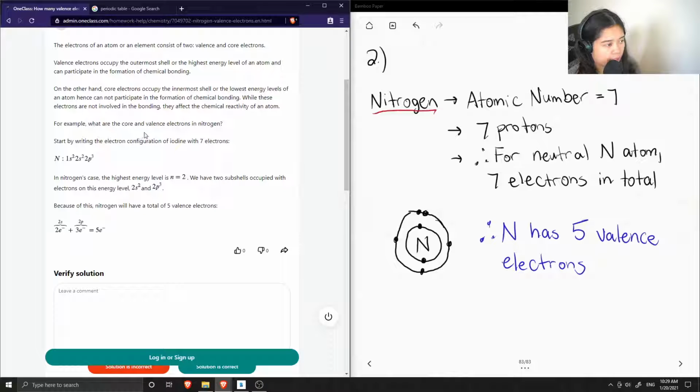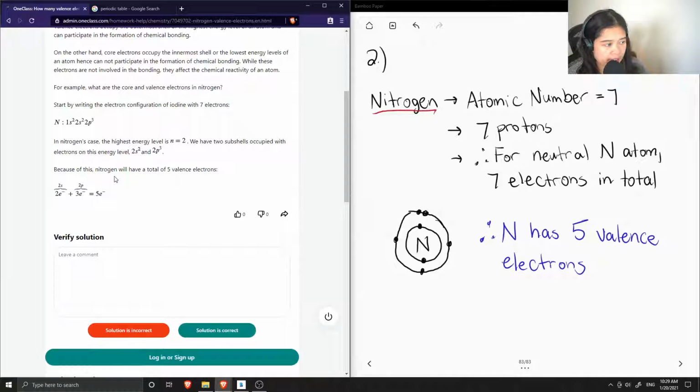For the core and valence electrons in nitrogen, we start off by writing the electron configuration of nitrogen, with 7 electrons. The highest energy level is n equals 2. We have 2 subshells occupied with electrons on this energy level, 2s2 and 2p3. Because of this, nitrogen will have a total of 5 valence electrons. Yep, so this solution is correct.